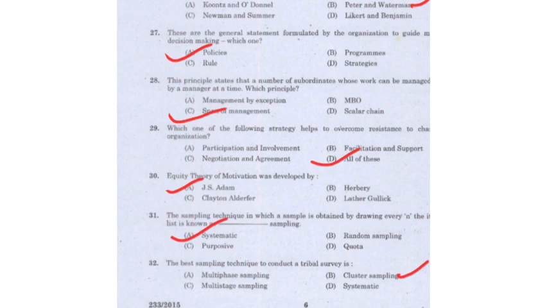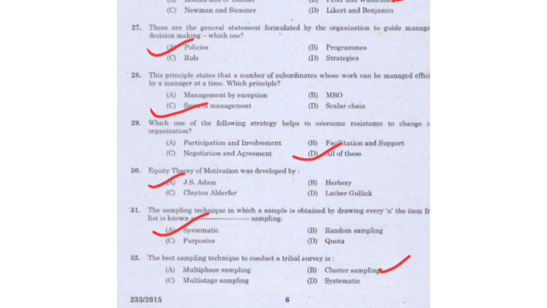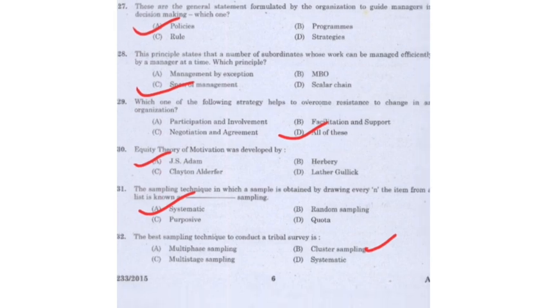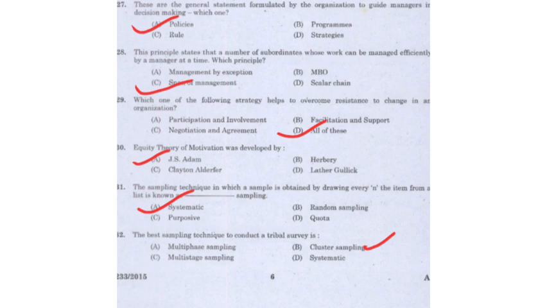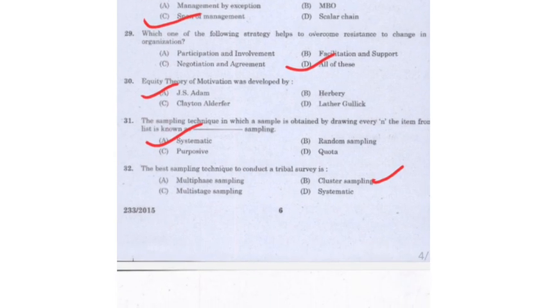And next question, which one of the following strategy helps to overcome resistance to change in an organization? Participation and involvement, facilitation and support, and negotiation and agreement. And here the answer is all of these. Equity theory of motivation was developed by J.S. Adam, Horbury, Clayton Alderfer, and Lather Gulick. And here the answer is J.S. Adam. He has developed the equity theory of motivation.